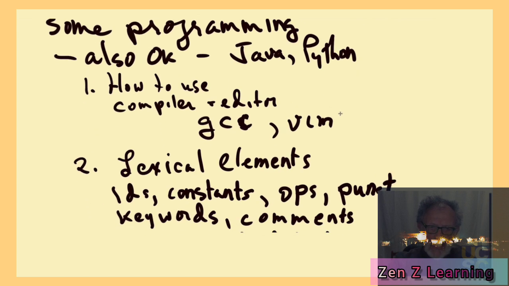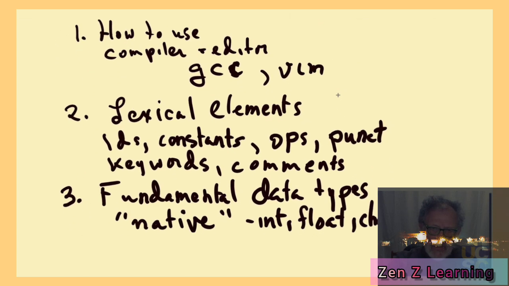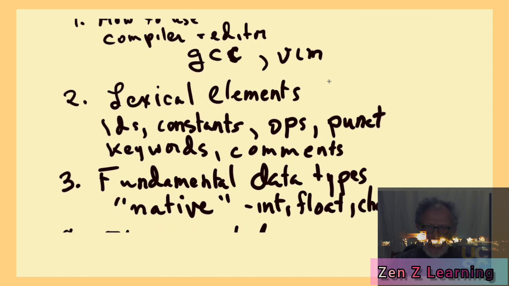You need to know how to use a compiler and editor. The ones we've been using have been GNU's C compiler, and VI or Vim as an editor, but there are many other choices. And now when you get to starting in a language, you need to know the language's lexical elements, its basic components. Basic components in C include identifiers, constants, operators, punctuation, keywords, comments. So those are the little pieces that you stick together to get a program.